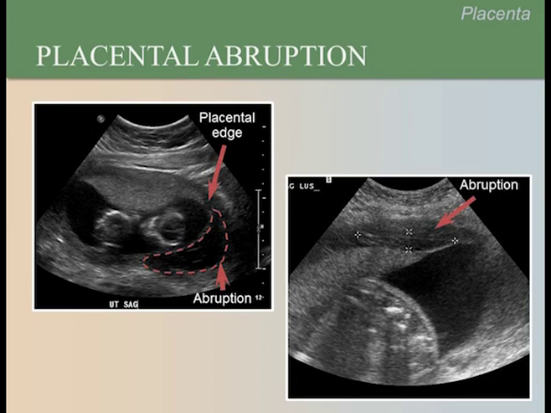Here we have labeled the abruptions. In the left image, we can see a hypoechoic abruption extending from the edge of the placenta and filling the lower uterine segment. In the right image, the abruption is located behind the placenta and appears slightly hypoechoic to the surrounding tissues. This is called a retroplacental abruption because it is located behind the placenta.